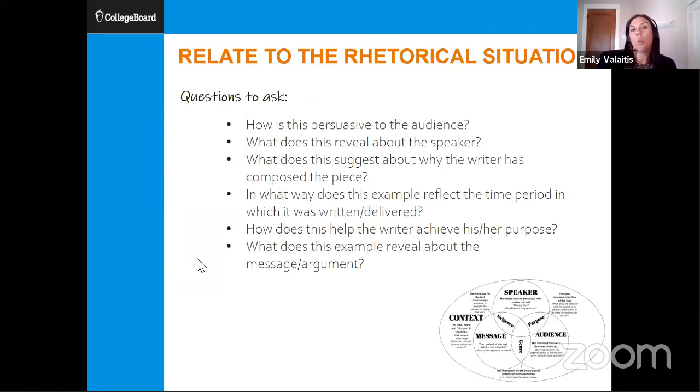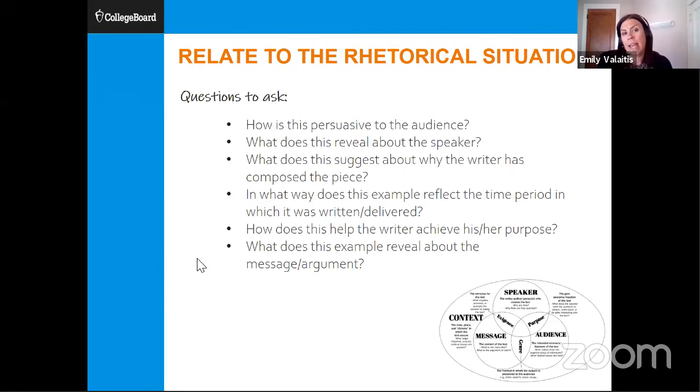Another category, another way that you could be incorporating analysis into your writing is to relate your example to the rhetorical situation. Remember, the task is not asking you to analyze the choices the writer makes, but to analyze the rhetorical choices the writer makes. So you always want to steep your example in the rhetorical situation found through the prompt or your study of the passage itself. You might give an example in your writing and then ask yourself, how is it persuasive to the audience? What does it reveal about the speaker?